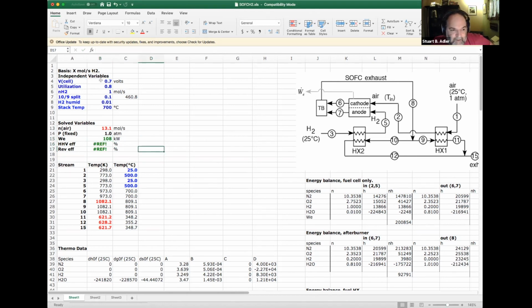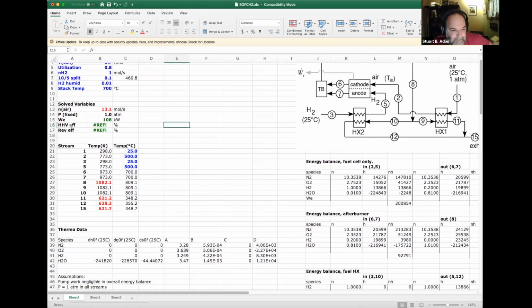Just color coding: blue I'm using for knob-turning quantities, things that I'm setting as a requirement or a constraint. Red are things that I'm iteratively solving for using some type of indirect solver like GoalSeek or Solver. Green are post-processing quantities, things that I'm calculating from the input variables. So our first one here is electrical work, which we can just straight calculate from cell voltage and utilization.